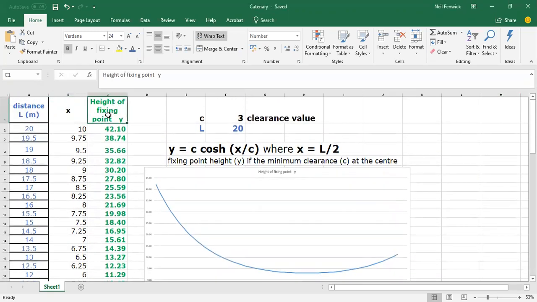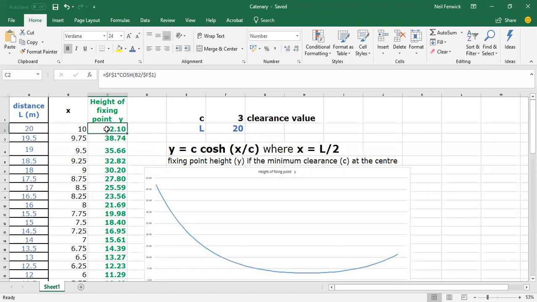Then we've got our third column, which is the calculated height required to fix the endpoints so that the cable hangs under its own weight to meet the specific distance between the endpoints and the minimum clearance above the ground. The equation that defines that is the vertical height is c times hyperbolic cosine, brackets x divided by c, where x is half the distance between the fixing points.